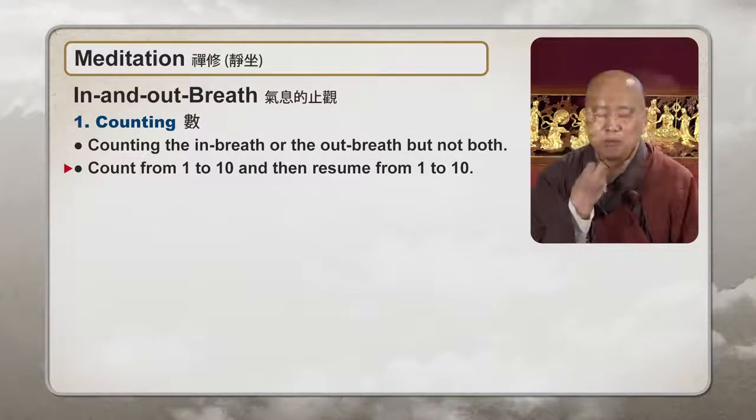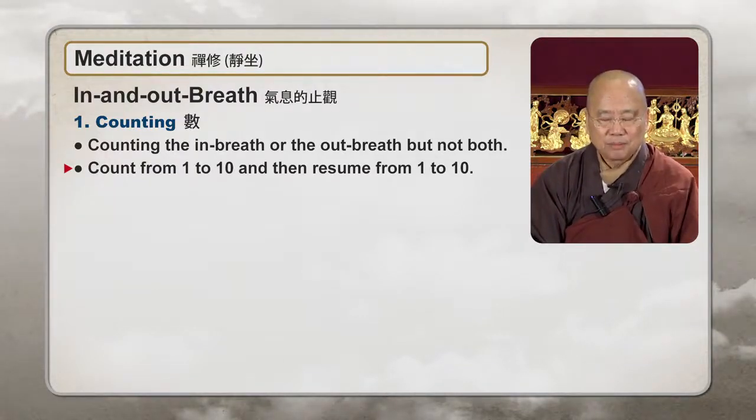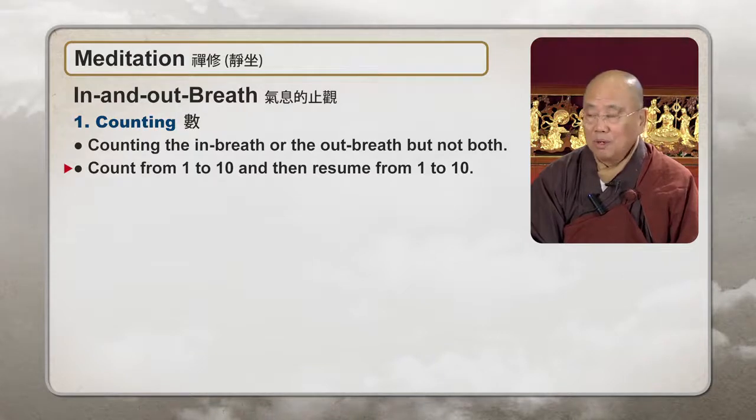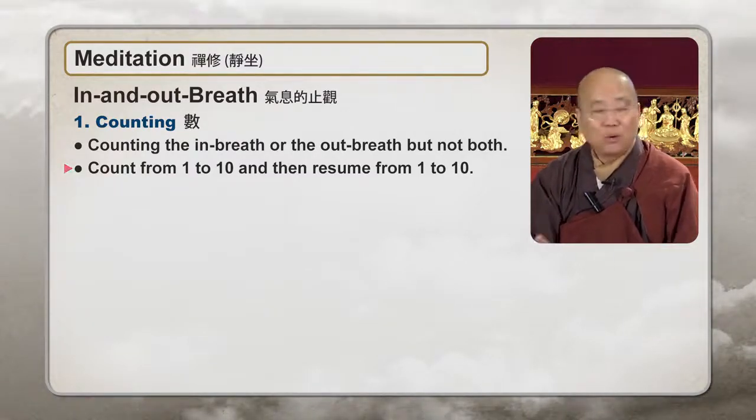In other words, habitually I'm used to counting the in-breath. I'm breathing in, then I count 1. Breathing out, I don't count. I'm breathing in again, I count 2. Breathing out, I don't count. So I only count the in-breath. Why? There are reasons for it. You won't get confused. You won't get too abrupt.